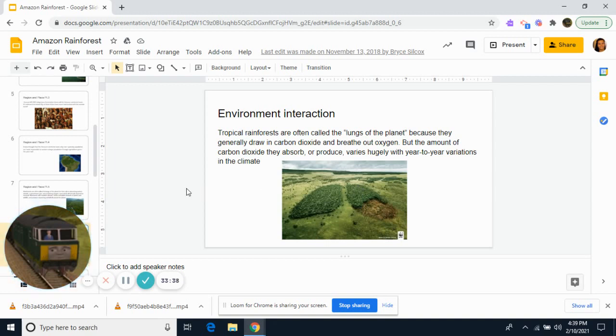Environment interaction. Tropical rainforests are often called the lungs of the planet because they generally draw in carbon dioxide and breathe out oxygen. But the amount of carbon dioxide they absorb or produce varies hugely, with year to year variations. Sorry if I'm saying it wrong, but okay. So this is what they generally draw in, carbon dioxide. This is what it meant to take place, just to remind you.